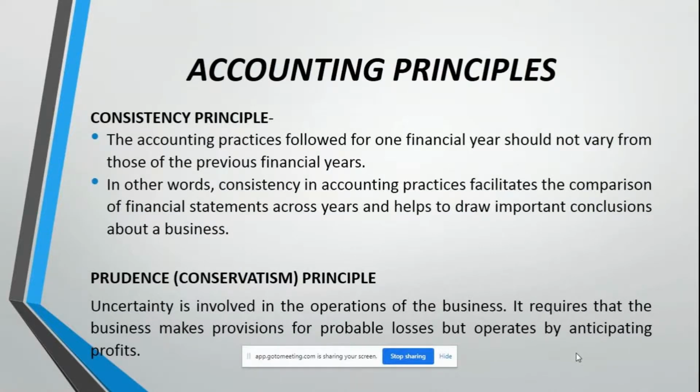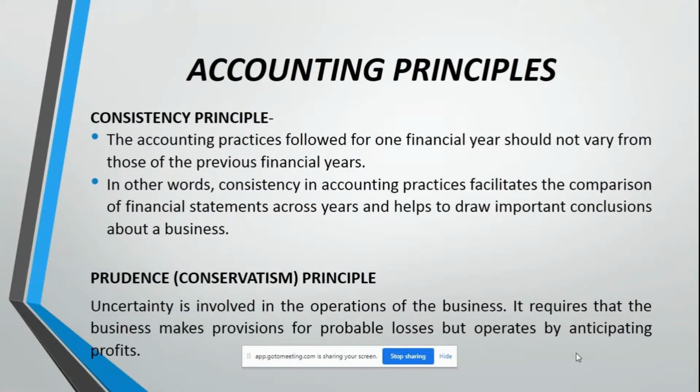where uncertainty is involved in the operations of the business. It requires that the business makes provisions for probable losses but operates by anticipating profits. I assume that, yeah, I will earn profits, but would I assume that, fine, I will incur losses? He'll be stupid if he assumes like that. In case of losses a company faces, yes, I have to survive as a business owner, right? But I can assume that I can earn profits. So, what is that provision or reserve created for probable losses? That is nothing but the prudence or conservatism principle.